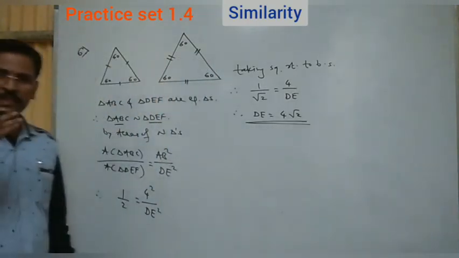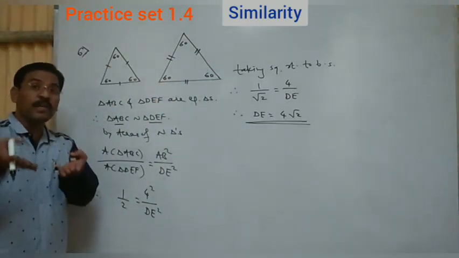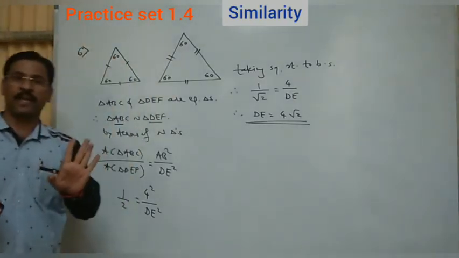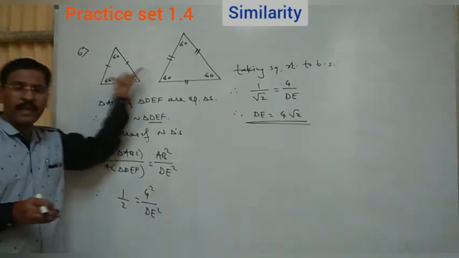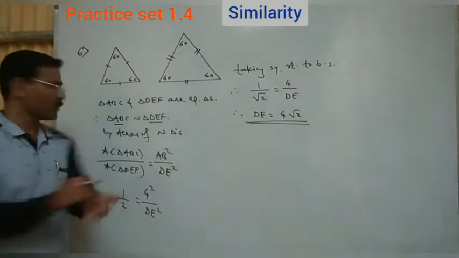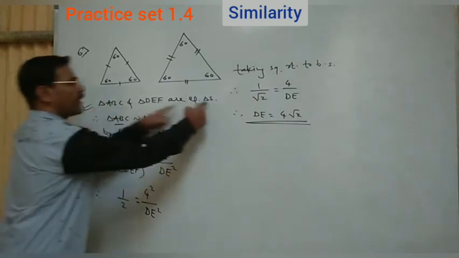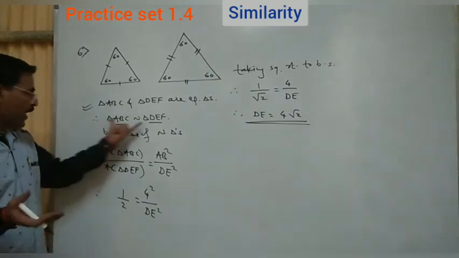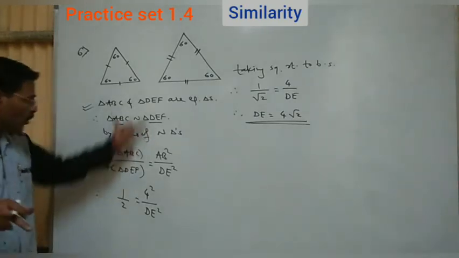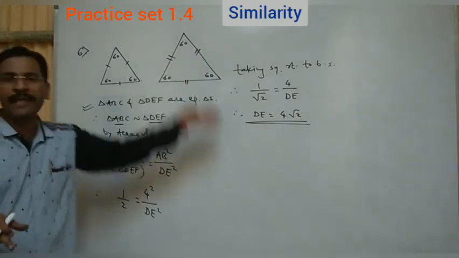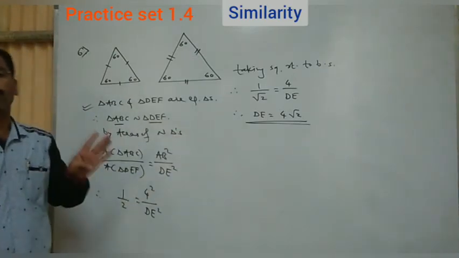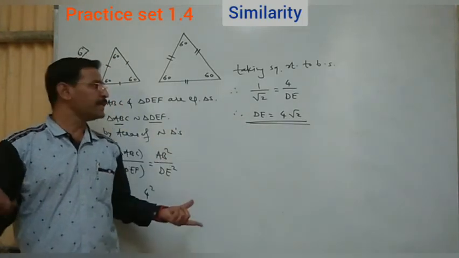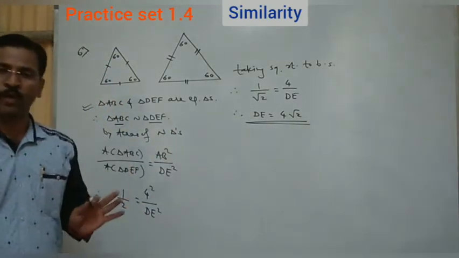Understand, friends? By mistake, in the starting of this example I said these two are similar. No, they are equilateral triangles. Because they are equilateral triangles, they are always similar. No need to prove, we can write directly that they are similar. Using this property, we apply it and put in the information given to us. Simplify, and we find what we need. So DE is equal to 4 root 2. Okay?